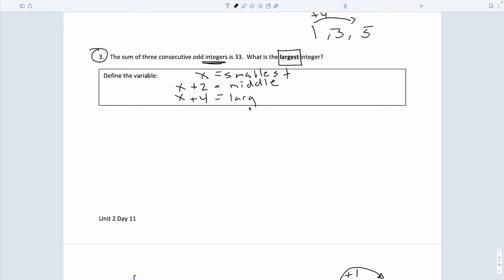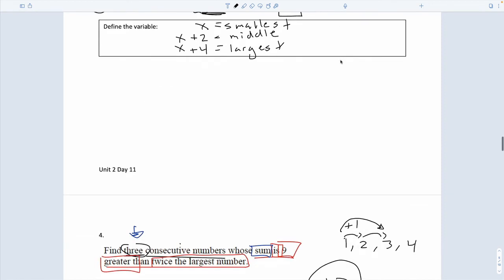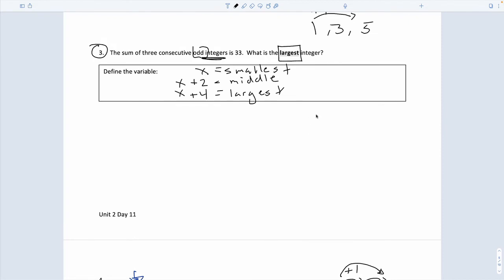Good. Don't be confused by odd. You don't need to add by an odd number. You just need it to get to odd. 1 plus 1 would be 2. That wouldn't work. What do they say? The sum of 3 consecutive odd integers is 33. There's your equal sign.